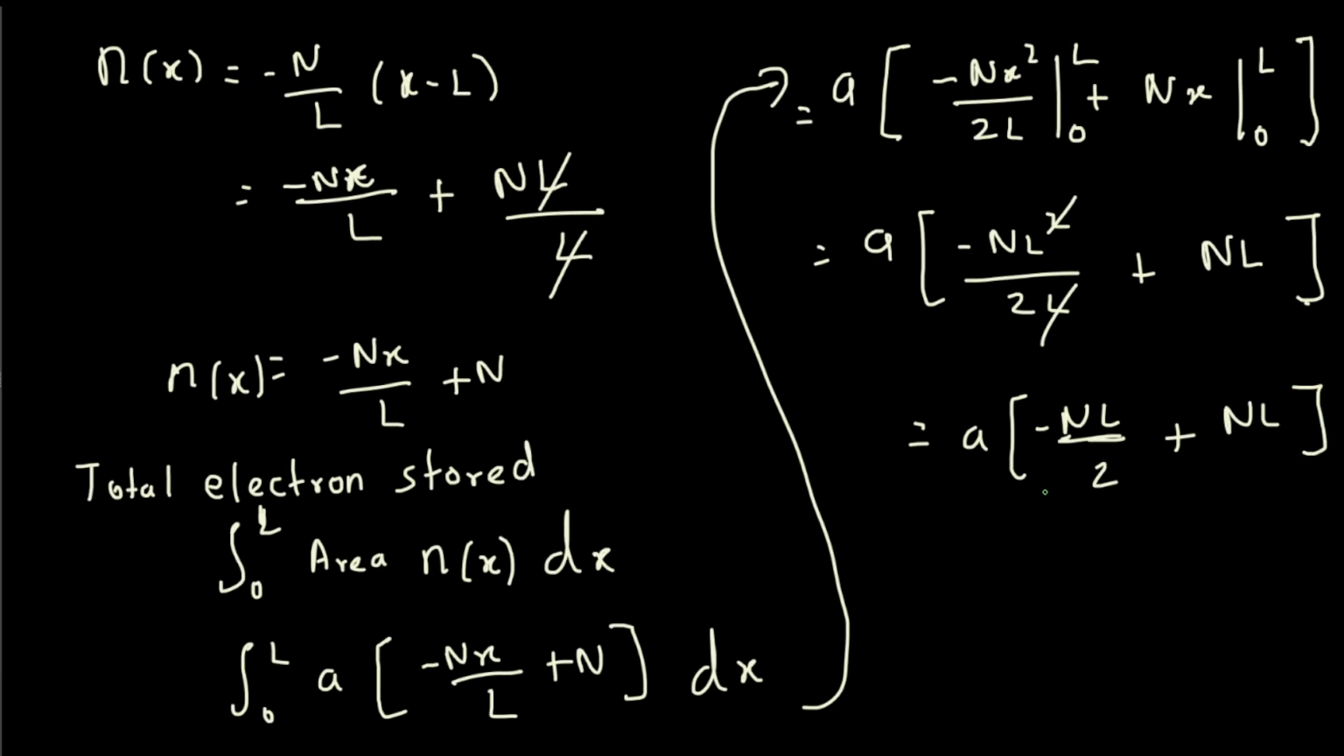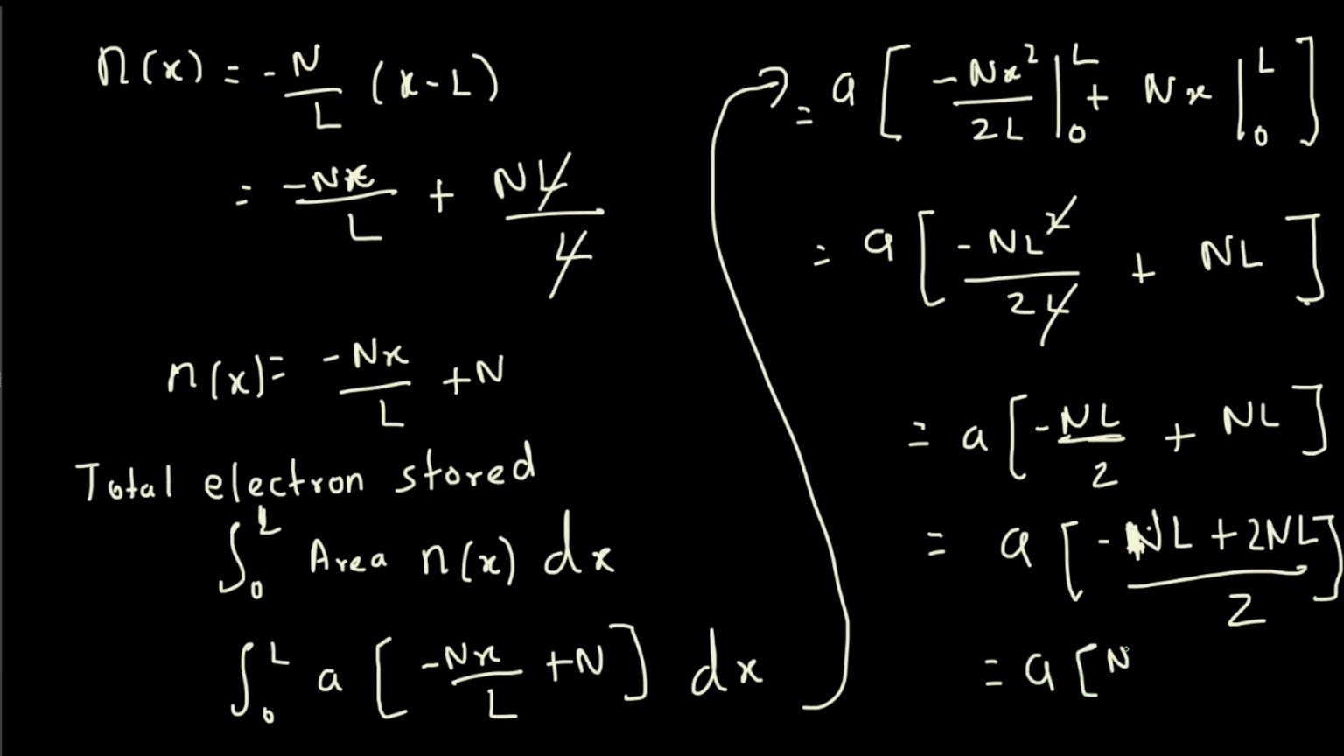And if I want to bring it into the same denominator, then I can multiply this one top and bottom by 2. So this is going to become minus nL plus 2nL divided by 2, and here 2nL minus nL, that's going to become nL. So A times nL divided by 2. Okay, and that is our final answer.